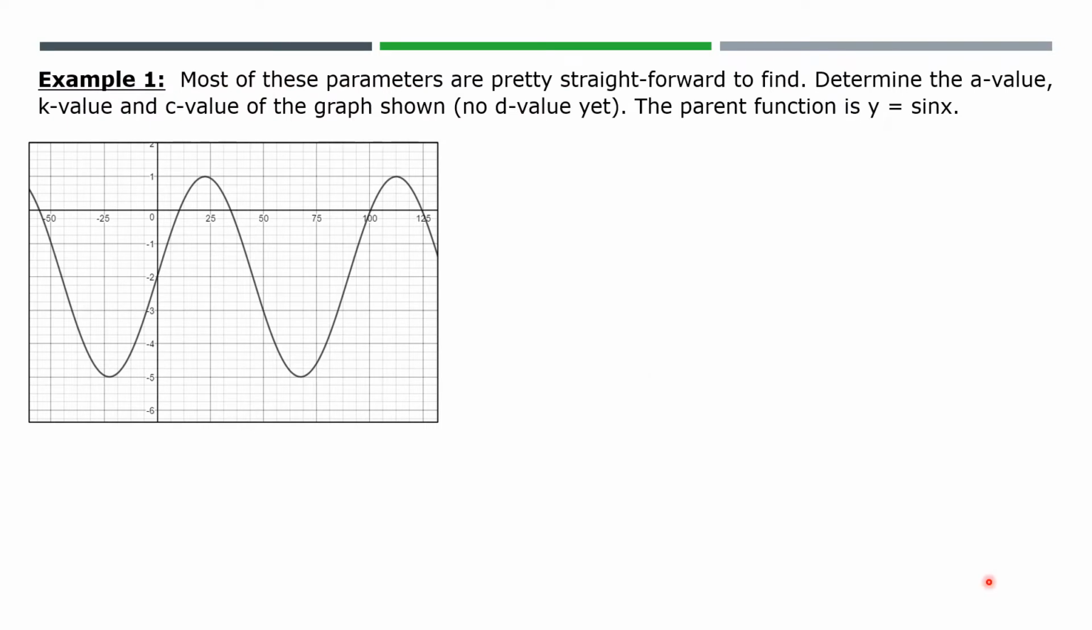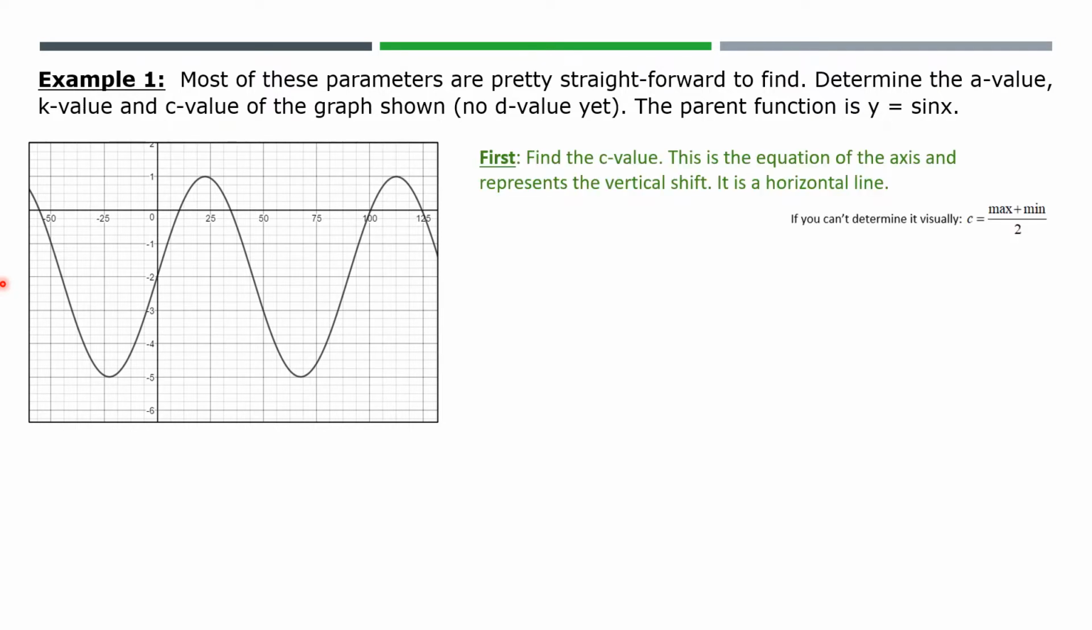Example 1. Most of these parameters are pretty straightforward to find. So we're going to determine the a value, k value, and c value of the graph. The d value is a little hard, so let's start with the easier ones. The parent function we're told is sine x. But if I had looked at this graph and asked what the parent function was, was this originally sine or cosine? There is no way to tell. That's why you can usually choose between sine or cos, because you can make the equation an infinite number of ways using sine or cos.